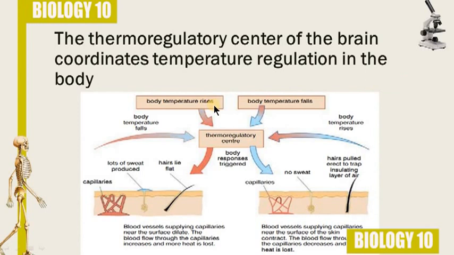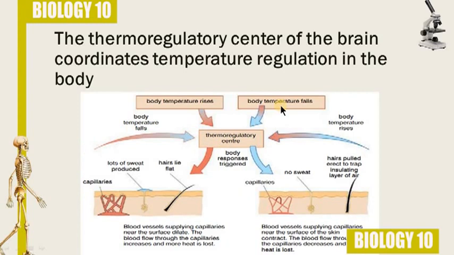When body temperature rises, a signal is sent to the thermoregulatory center. This triggers body responses, such as the hairs lying flat, we produce sweat, and vasodilation occurs. This then reduces the temperature of the body to bring it back to normal.